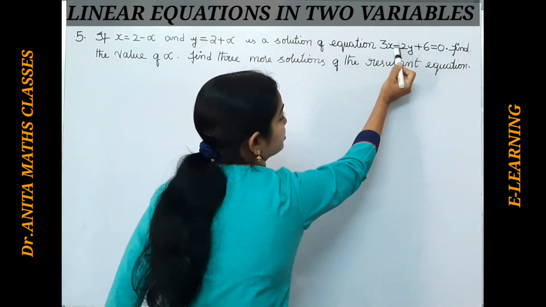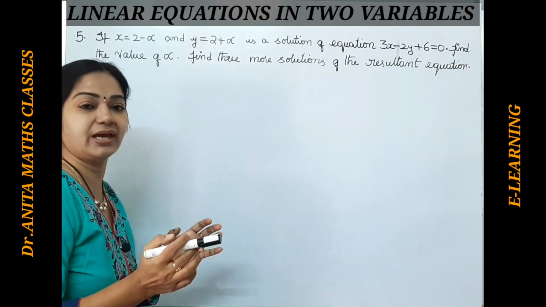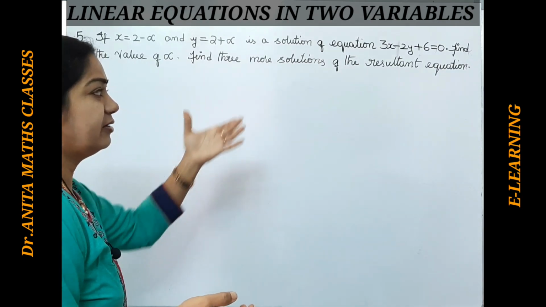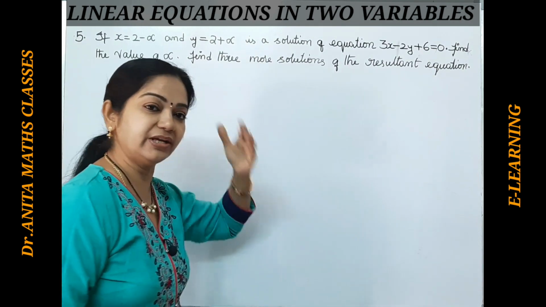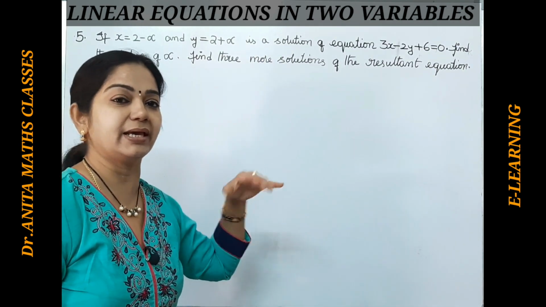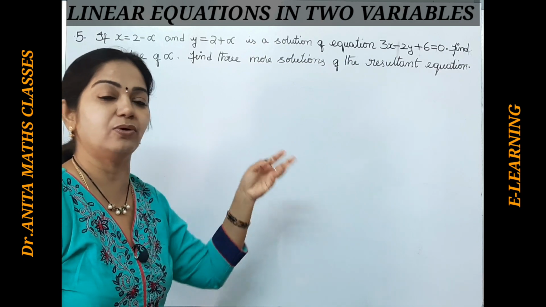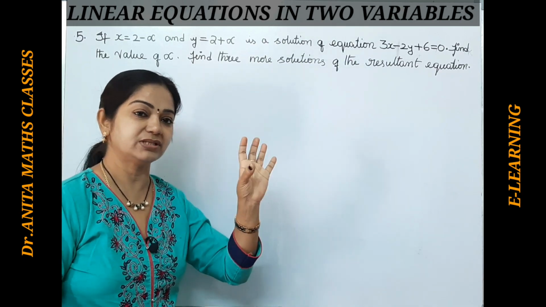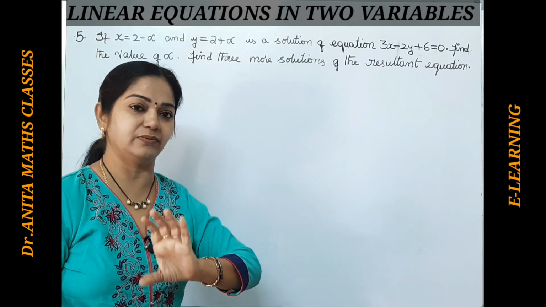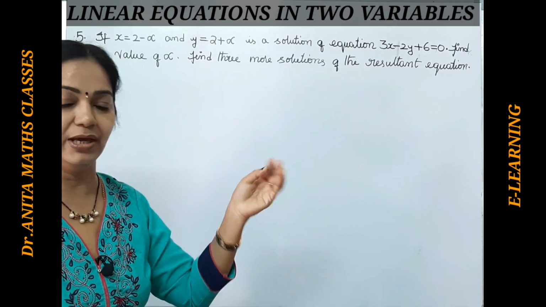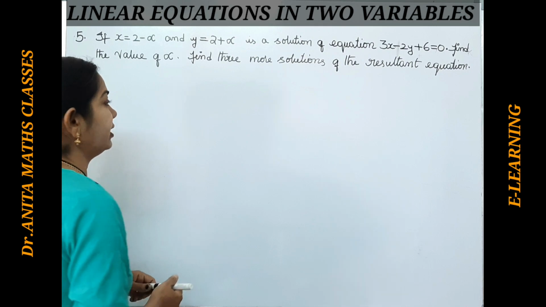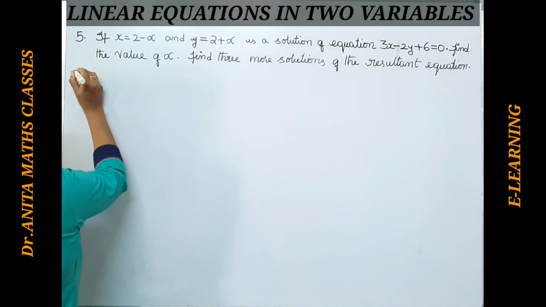That we will substitute here, so we get the alpha value. Then for the resultant equation we will find three more solutions. How do we find three more solutions? Since there are two variables here, if you give some small value to x or y, you get the other variable. Okay. So here we will start.